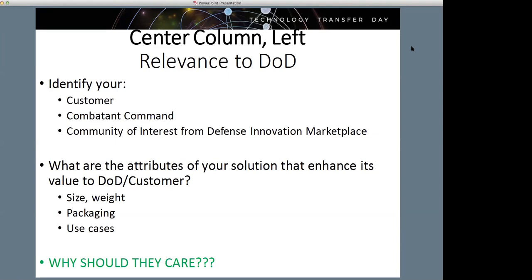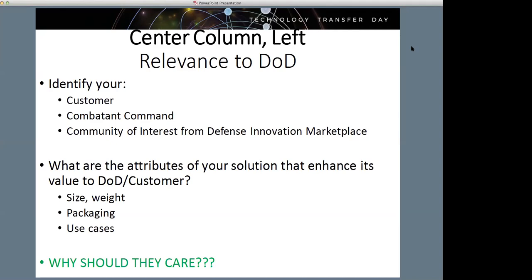The combatant commands and the communities of interest are offered as areas where you could find information about who your customer may be. You only need to identify a single customer. So if, for instance, you have a relationship or have been working with the DoD and you are confident that that organization or department within the Department of Defense is the right customer for you, then stick with that. That is your customer. It does not need to be a combatant command. It does not need to be a community of interest.